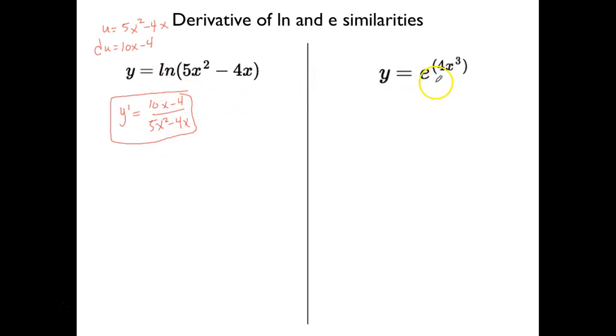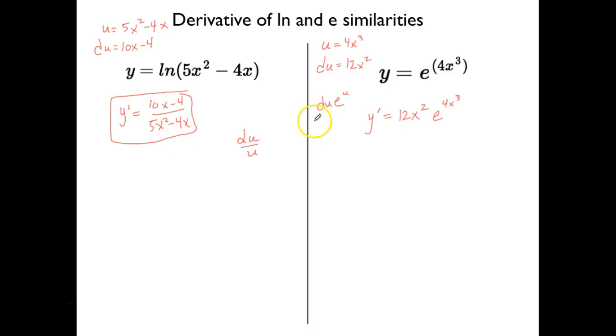Now let's remind ourselves of how we were doing the e yesterday. We were doing that exact same thing, u and du. I put this here for a reason, okay guys? u is 4x cubed, du is 12x squared. If you're doing the derivative of e to the u, it's du e to the u. Remember, this one's just du over u. So it's 12x squared e to the 4x cubed. Notice how the e stayed with the derivative. Notice how it does not stay with the derivative with natural logs.